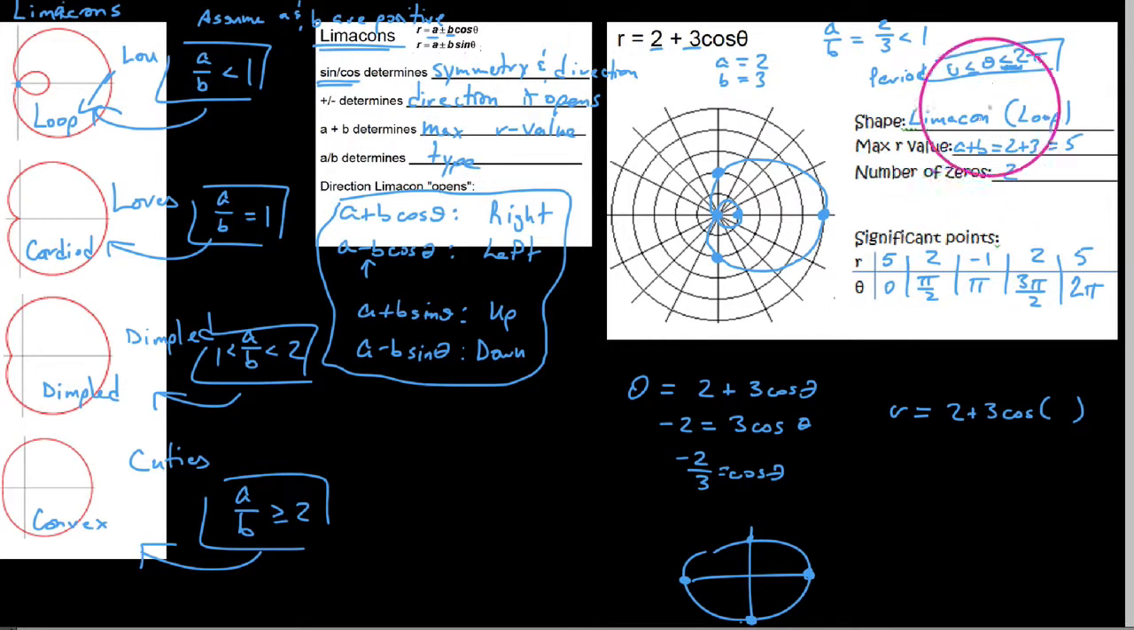So again, we typed it, we found the maximum R value, the number of zeros by kind of typing it here, and then plugged in 0 through 2 pi going by pi halves, and then graphed our basic shape. Cheers.